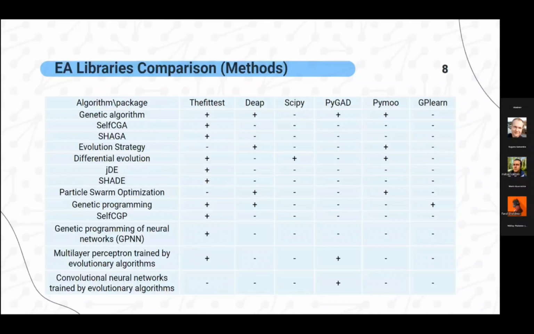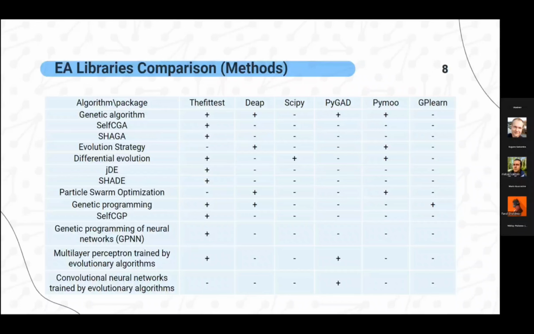PyGAD, on the other hand, focuses on simplicity and ease of use. It's centered exclusively on genetic algorithms, offering limited functionality, but making up for it with its accessibility. It's well suited for beginners and quick prototyping, though it lacks support for other evolutionary methods.